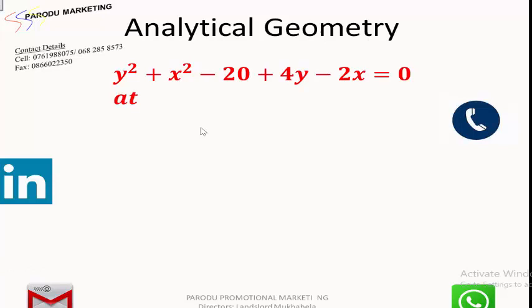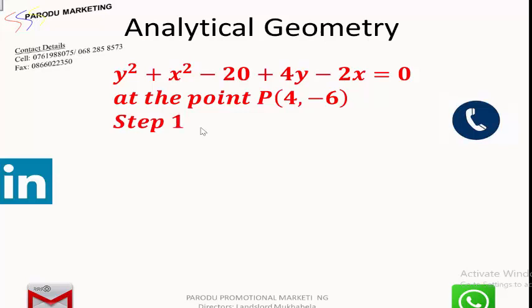Now, here we'll be determining the equation of the tangent to the circle y squared plus x squared plus 4y minus 2x equals 20 at the point (4, 6). For us to be able to do this question, we should note that there are 4 steps involved.